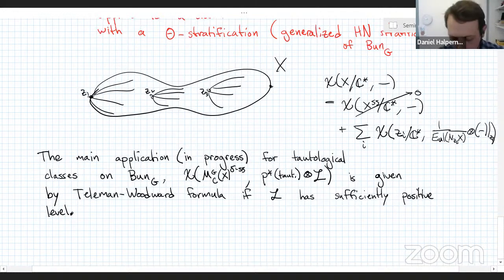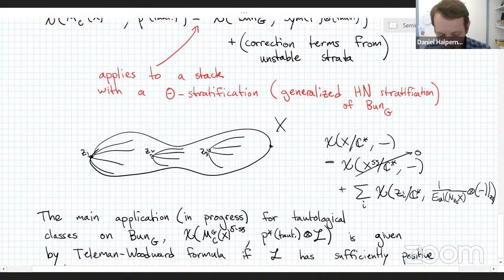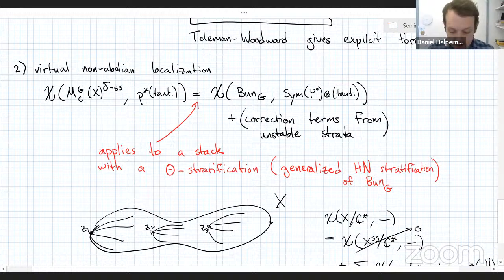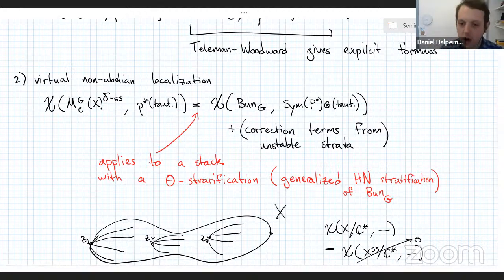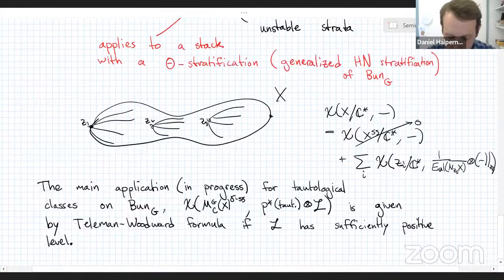I'm not going to define that. It's something that comes from Verlinde formula stuff. But basically you take these line bundles on the stack that behave like positive line bundles. And if you tensor with a sufficiently positive one, then the correction terms coming from the unstable strata all vanish, a priori. They vanish for a weight reason. You look at the integral and you're integrating something that has negative weight with respect to a G_m action, and so the invariant cohomology has to vanish, and you're left with a very explicit formula for those gauged Gromov-Witten invariants. So that's the main application of the story.